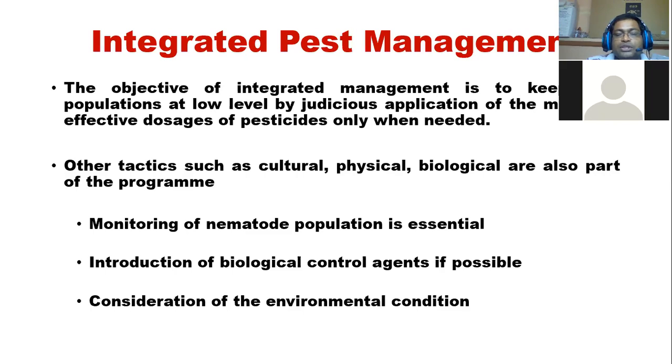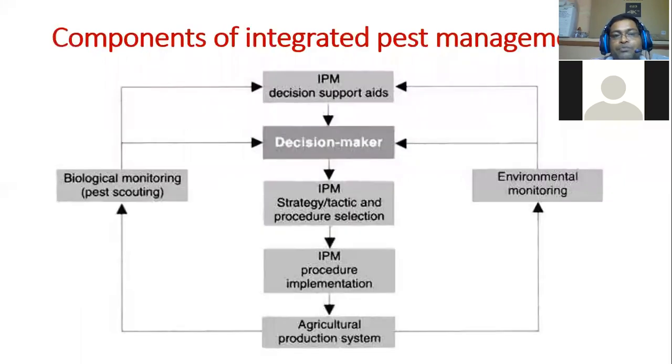And also in the integrated nematode management, the second important aspect is the environmental conditions you have to look at, because that's why we developed it, because the injudicious use of chemicals can cause environmental pollution. That's how we were thinking about integrated nematode management, meaning minimizing the use of chemicals, especially the nematicides, right? So the component of integrated pest management, the drawn picture is saying that.